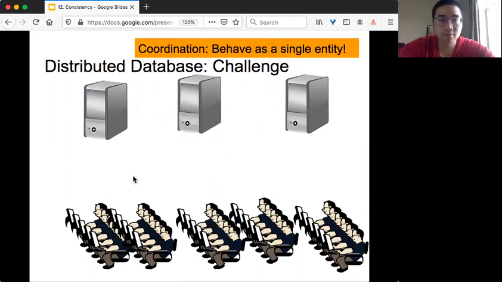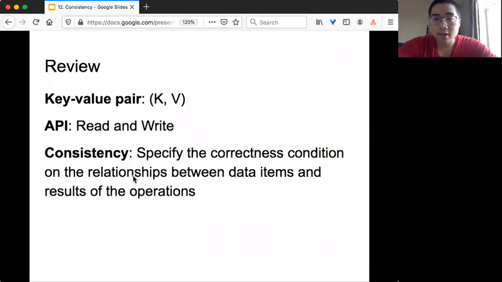As a reminder, last time we talked about how, to study the fundamentals, we start with the simplest version of a database, which is a shared key-value pair. You have a key K and a value V, and the API is as simple as it gets: you can do a read and a write.